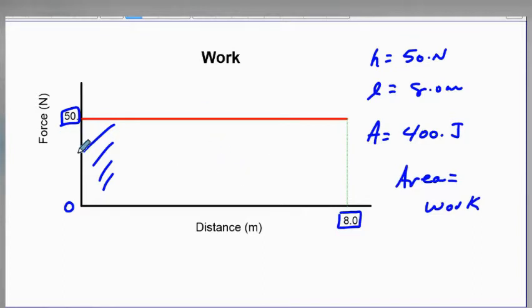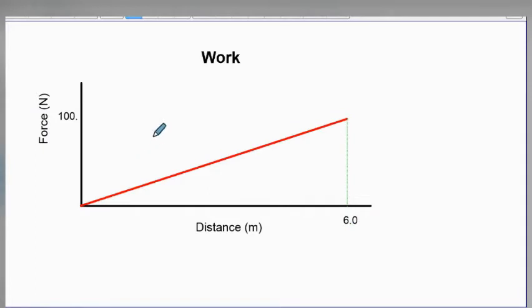But what if we had a problem where the work varied? Or sorry, not the work, but the force. What if the force was not consistent? What if the force wasn't the same throughout? How could we do it? Well, we could simply do the same thing.